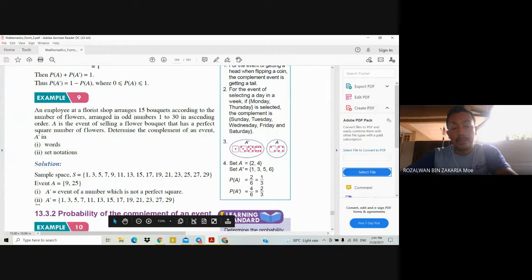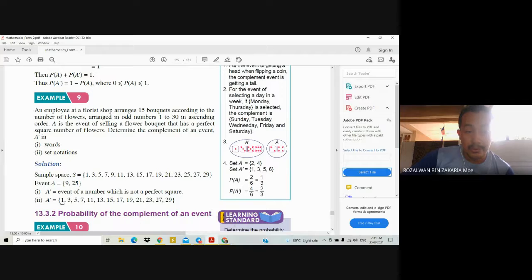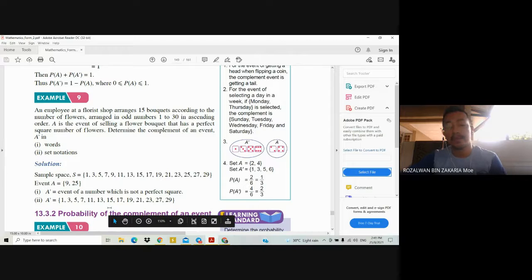Okay, for question 2, A prime in set notation. To write the set notation for A prime, you write like this, equal to, and then inside the set notation you write all the numbers from the sample space except 9 and 25. So this is the answer: 1, 3, 5, 7, 11, 13, 15, 17, 19, 21, 23, 27, and 29. Okay, that's the answer for example 9.